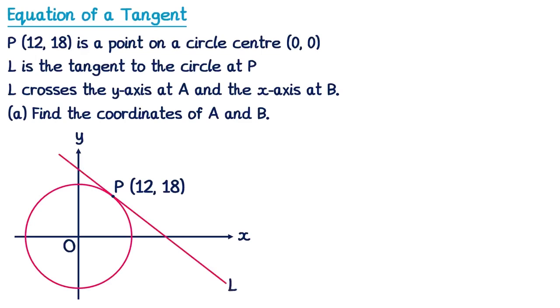We're then told that L crosses the y-axis at A and the x-axis at B. So where it crosses the y-axis, we'll put A, and where it crosses the x-axis, we'll put B. So it's not too difficult to sketch this out for yourself. We need to find the coordinates of A and B.